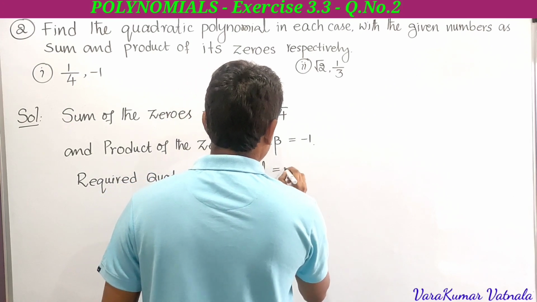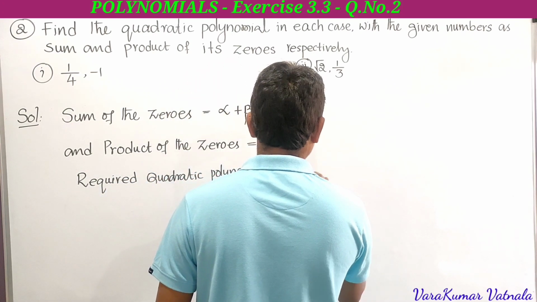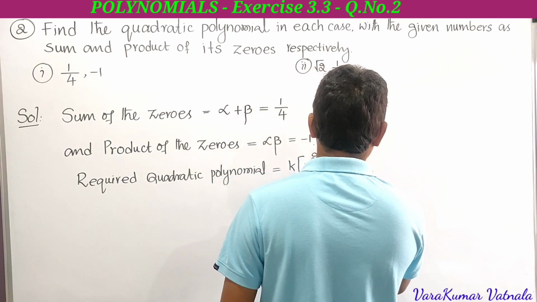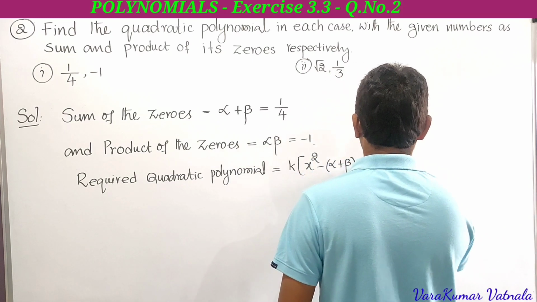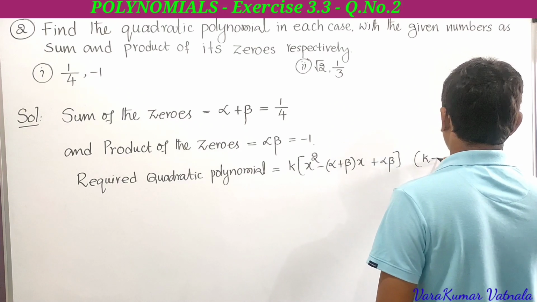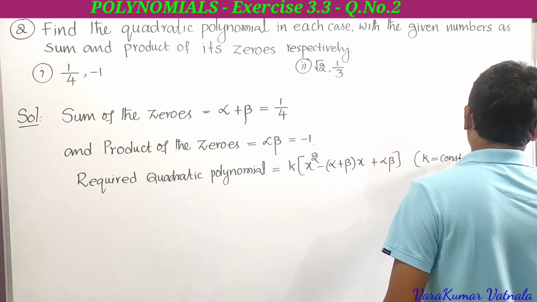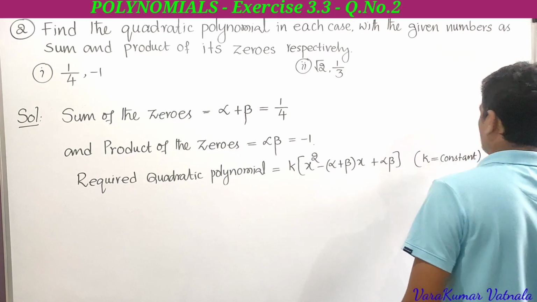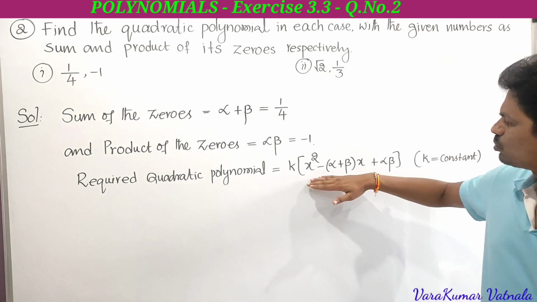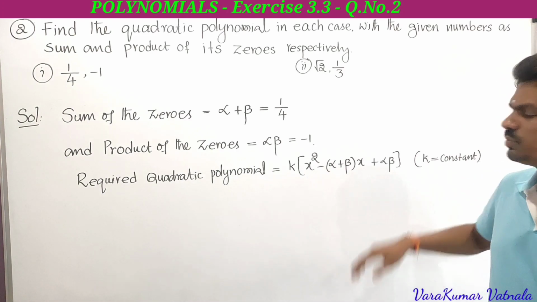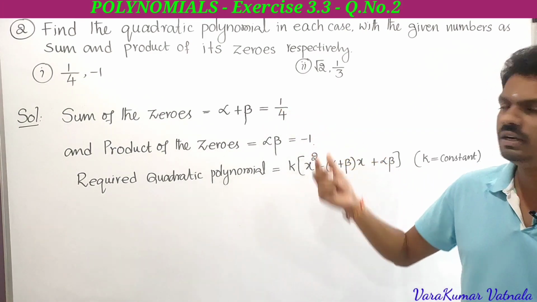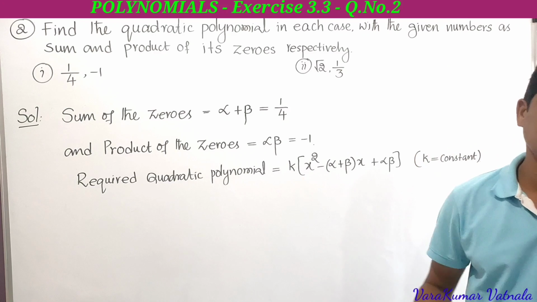So what is the formula? k into x square minus alpha plus beta into x plus alpha into beta, where k is a constant. So this is the required quadratic formula. We know alpha plus beta is 1 by 4, and alpha into beta is minus 1. We just have to substitute in the formula.